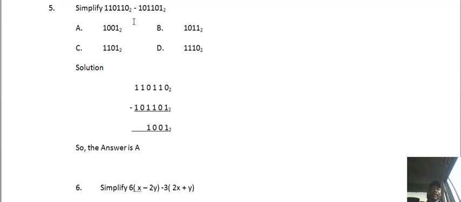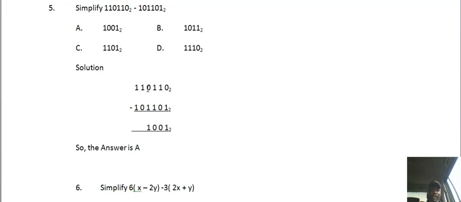So let's look at the options. Option A is 1001 in base 2. Option B, 1011 in base 2. Option C, 1101. And option D, 1110. So what's the solution now?